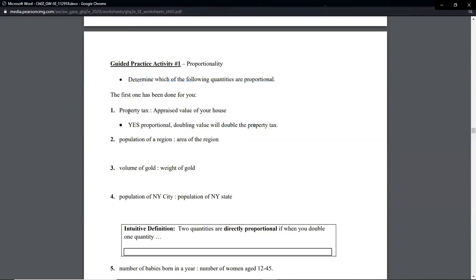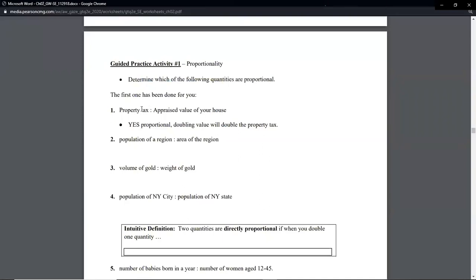All right, back on track. The first one has already been done for you, so no one gets to answer number 1. Number 1 is already done. Property tax and appraised value of your house. So this is what you need to do in your heads when you're answering yes or no.